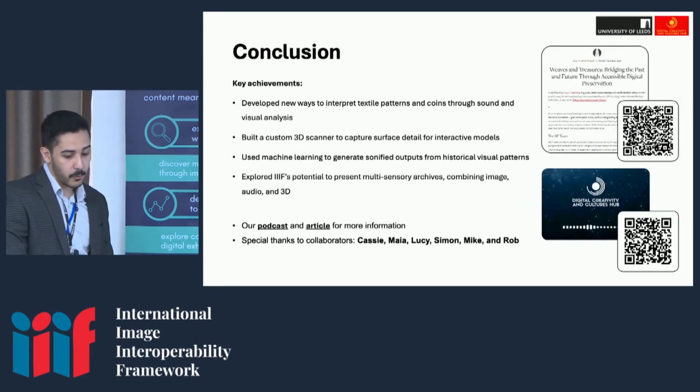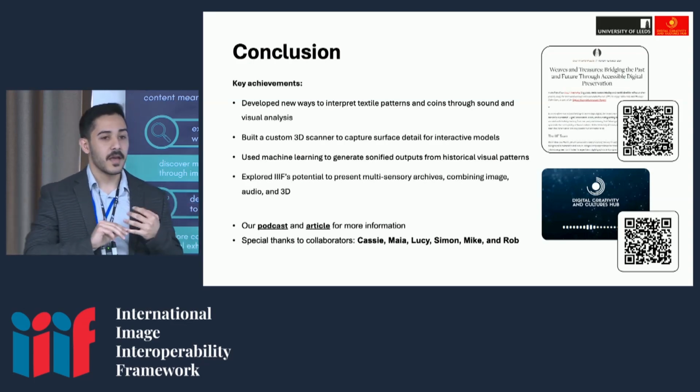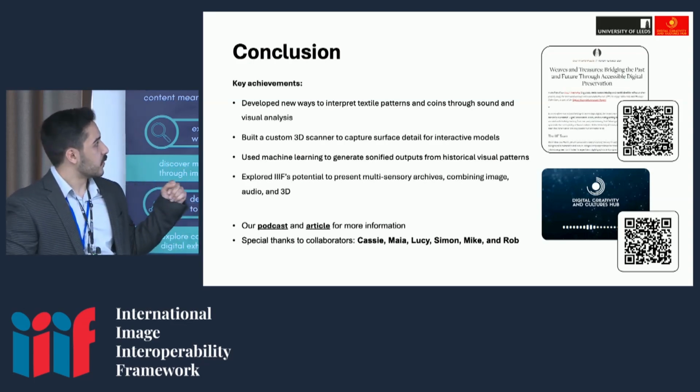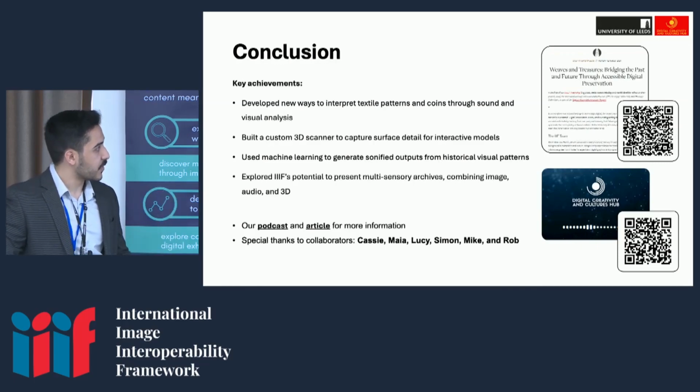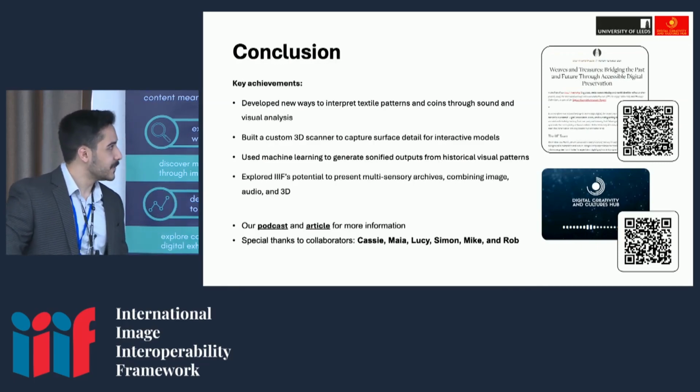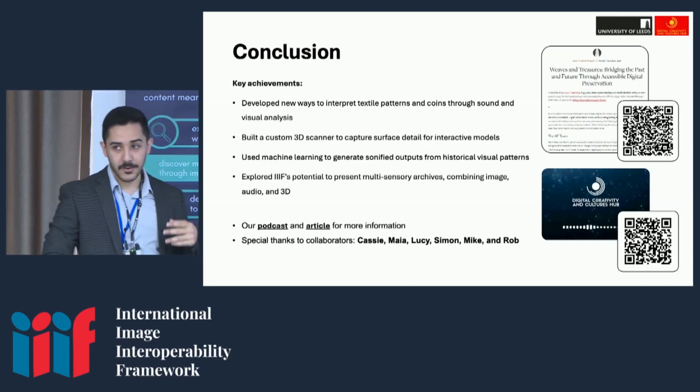In conclusion, we were able to achieve two projects, basically, focusing on multi-modal ways of showing the archive, such as sonifying our patterns and 3D scanning our coins. So please feel free to check out our article that we created and the podcast focusing on these projects.